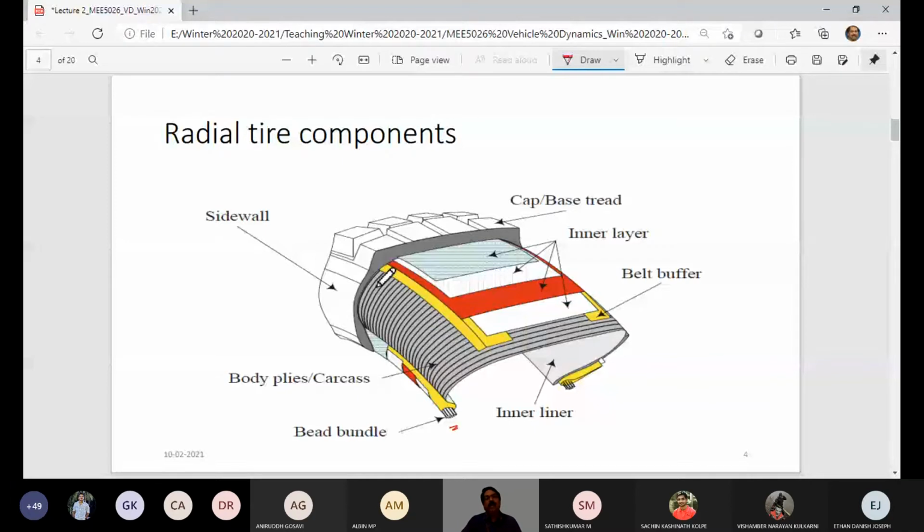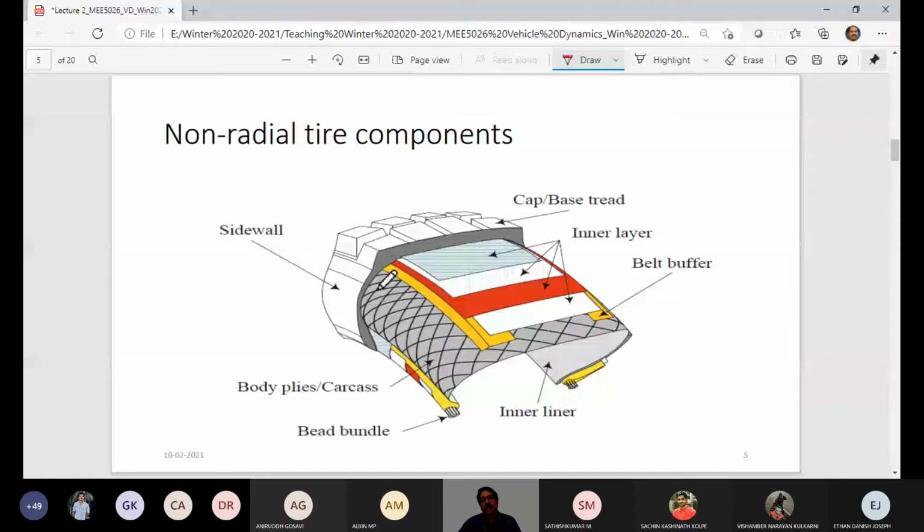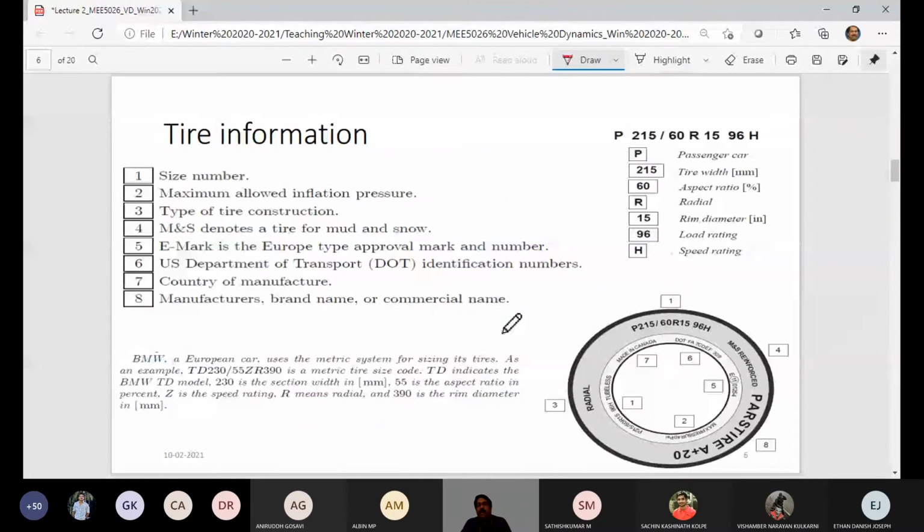If you look at the components of a non-radial tire, this is a non-radial tire, but it is not a plain bias tire. It is a bias belted tire. In the combination, you have plies and you also have belts, so it is a non-radial tire, but it is stacked not only by plies but also by belts. So it is a bias belted tire section detail.